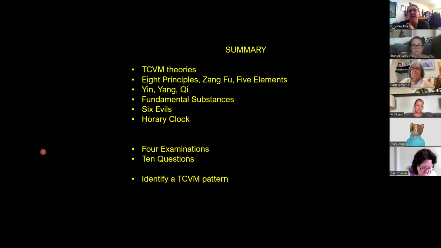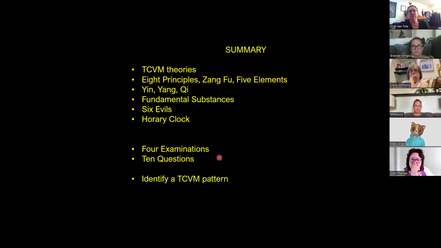So just to summarize now, we have learned different TCVM theories, the 8 principles, Zong Fu, 5 element theory. We had a real good discussion about yin and yang and qi. We looked at the fundamental substances and the 6 evils, and then we followed up at the beginning of this session tonight with the horary clock.